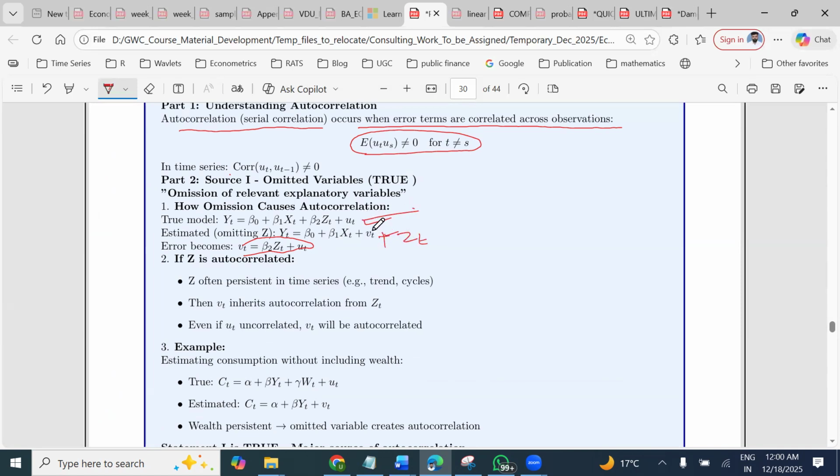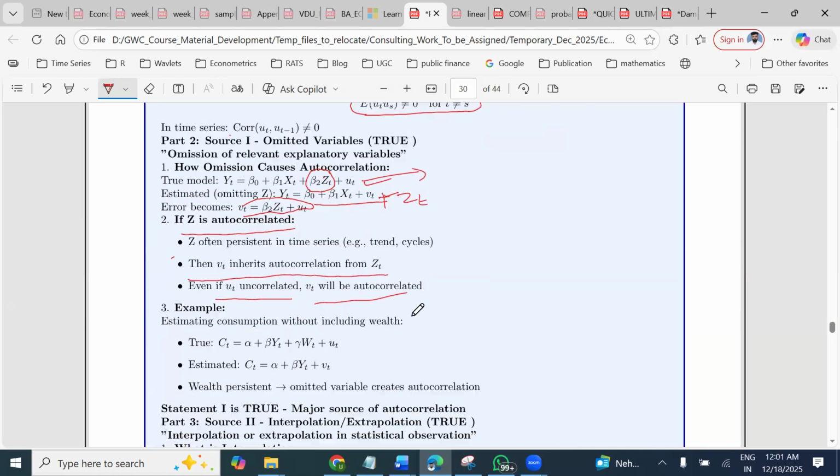Means your original model is this. Now what you did is you have omitted this important variable. You have only estimated this. Correct, Sangeeta? Yes, sir. Then this variable which you have excluded will be part of the error term of the new model. So if Z is autocorrelated, and Z is often persistent in time series, then Vt inherits autocorrelation from Zt. So if Ut is uncorrelated, Vt will be autocorrelated also. Example is given over there.